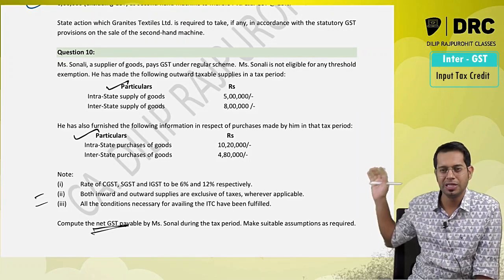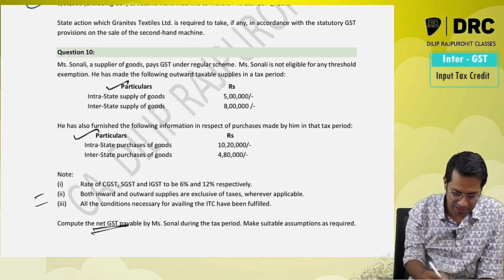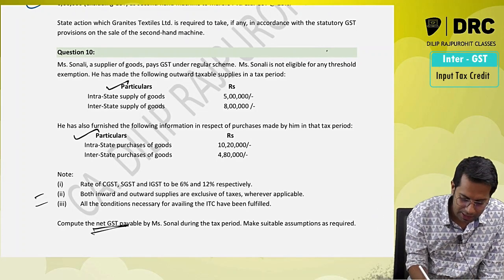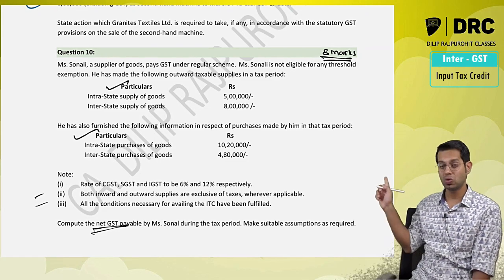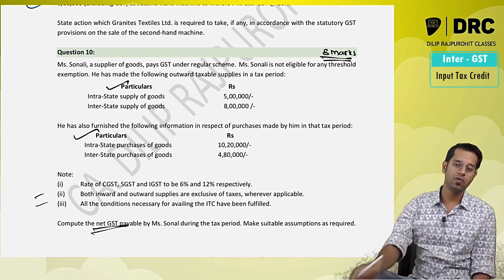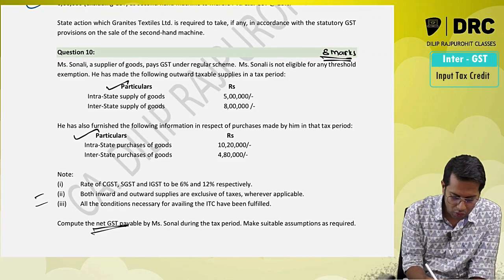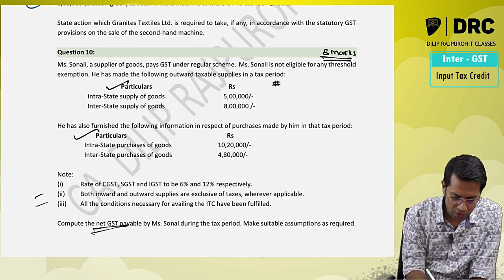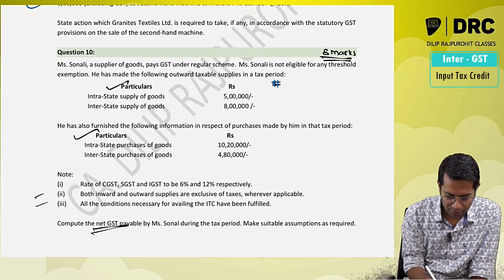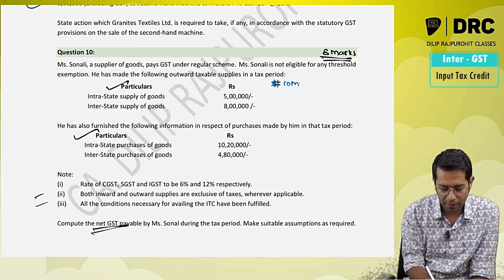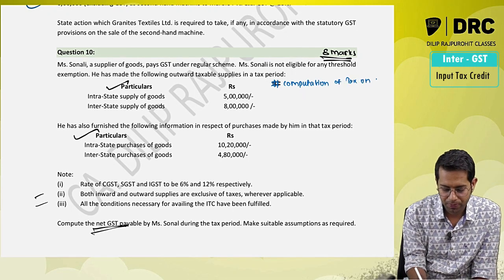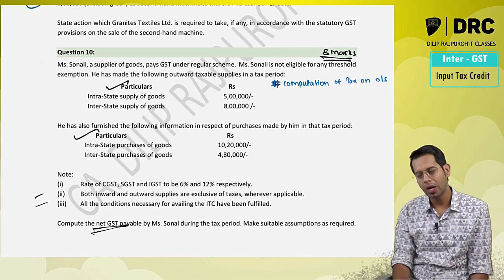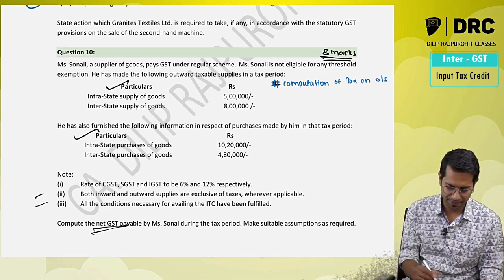Obviously this kind of question will be asked in your examination. Basically the first question will be like this only. This is a very basic question. For 8 marks they are going to ask this kind of question. This question they will never ask for 8 marks, but this kind of question they can ask for 8 marks. Now how do I solve this, sir? First step will be computation of tax on outward supply, or computation of output tax liability.